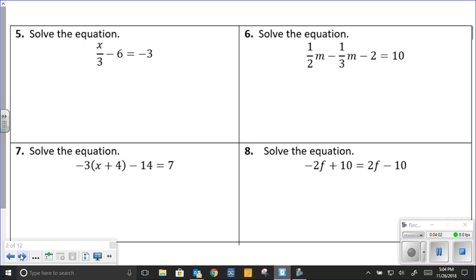Number 5, this time we're actually solving equations. So we actually have an equation to solve. Now, with this one, a lot of people say, oh, I want to get rid of my fraction. We don't need to do this first on this one. Number 6, I would say yes, but number 5, we don't really have to.